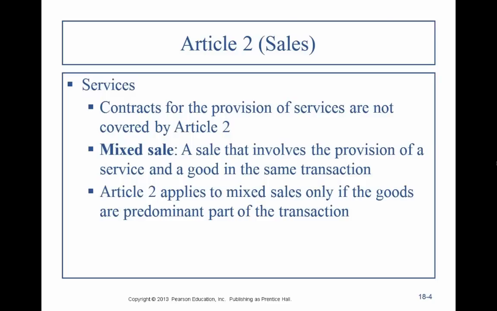We have a seller that has sold for a price goods and services. Does Article 2 apply or not apply if, for example, there is a dispute over that contract? Answer, it's on the slide. Article 2 applies to mixed sales only if the goods are a predominant part of the transaction. Well, what does that mean in English?